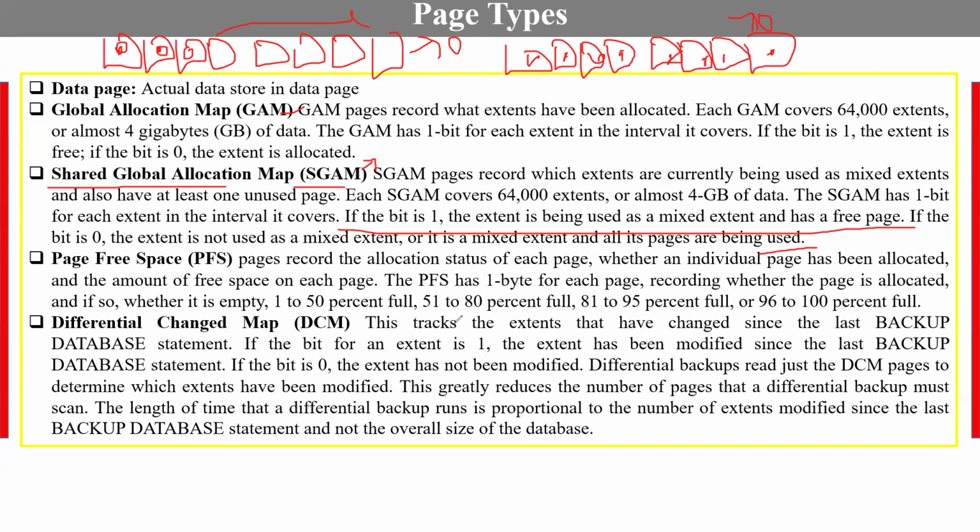GAM, SGAM. Just two lines to remember, sir. For the first-time learners: GAM contains allocation of extents, and SGAM contains extents' free space information.